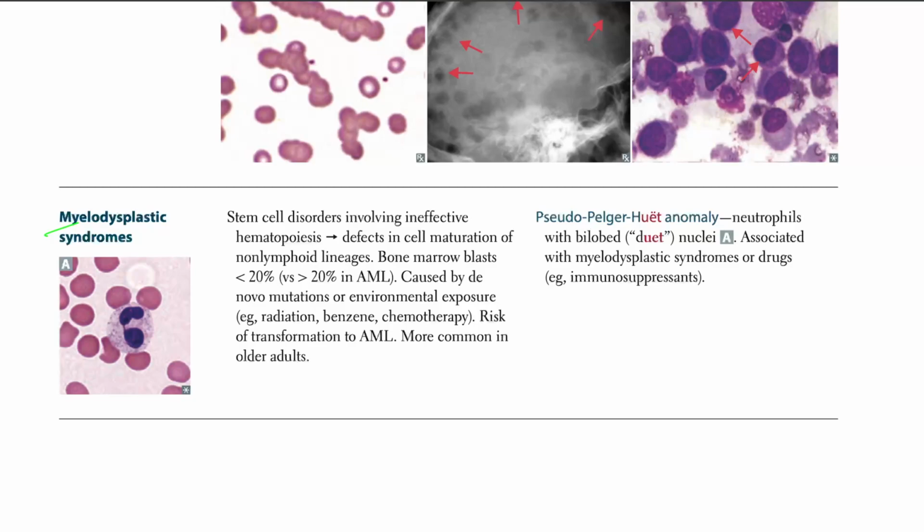And now let's talk about pseudo-Pelger-Huet anomaly. This is basically neutrophils with bilobed, duet nuclei. Looking at the picture here, bilobed nuclei, duet meaning Huet. That's what they are trying to tell you. It is associated with myelodysplastic syndromes or drugs like immunosuppressants.